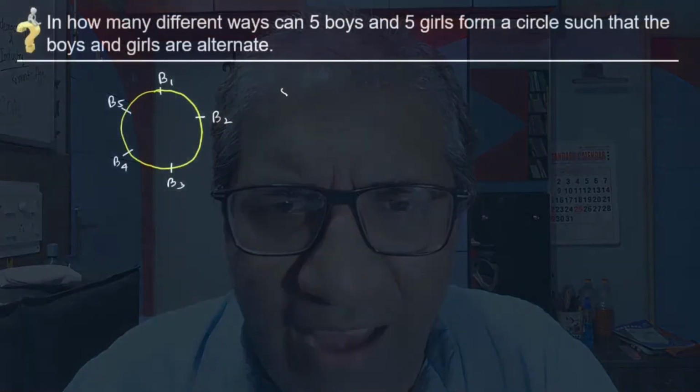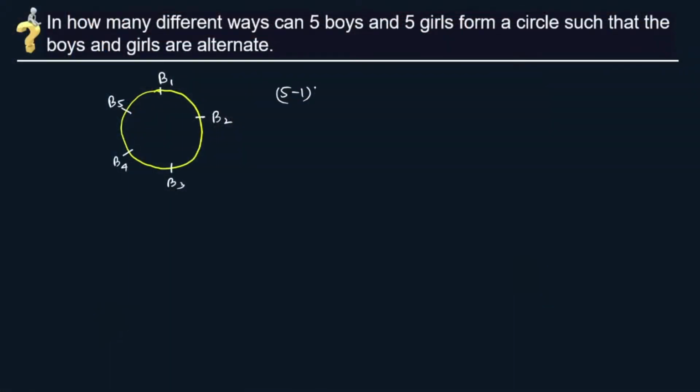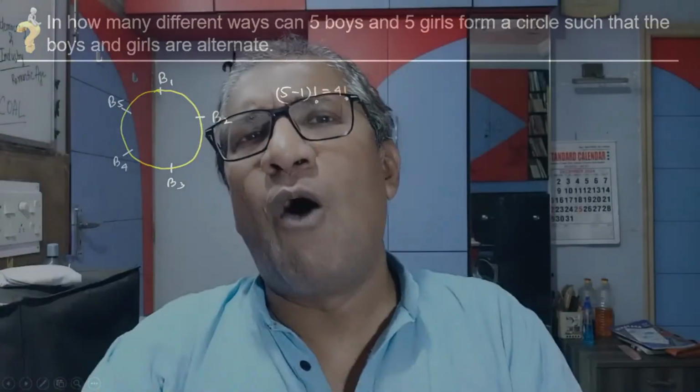Now tell me, how many different ways can these 5 boys be seated at this circular table? They can be seated in 5 minus 1, that is factorial 4 different ways. Tell me yes or no. Now, the moment the boys are placed at the table, the seats in between will form a linear permutation.